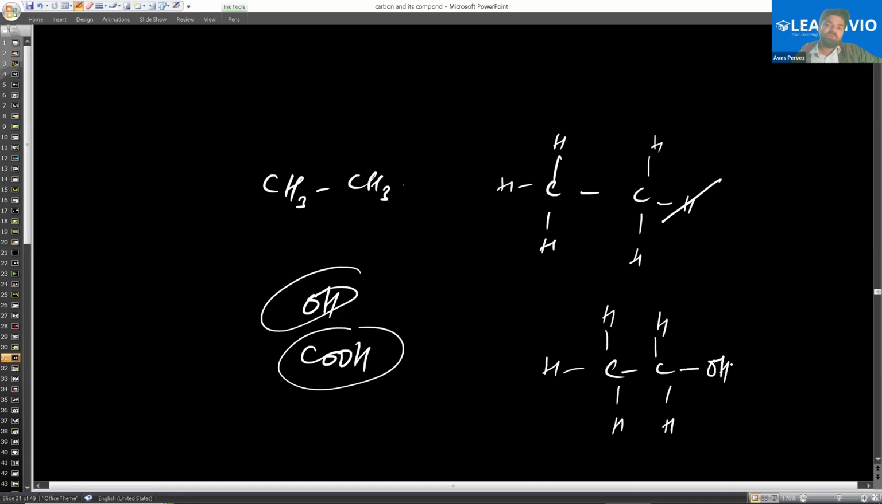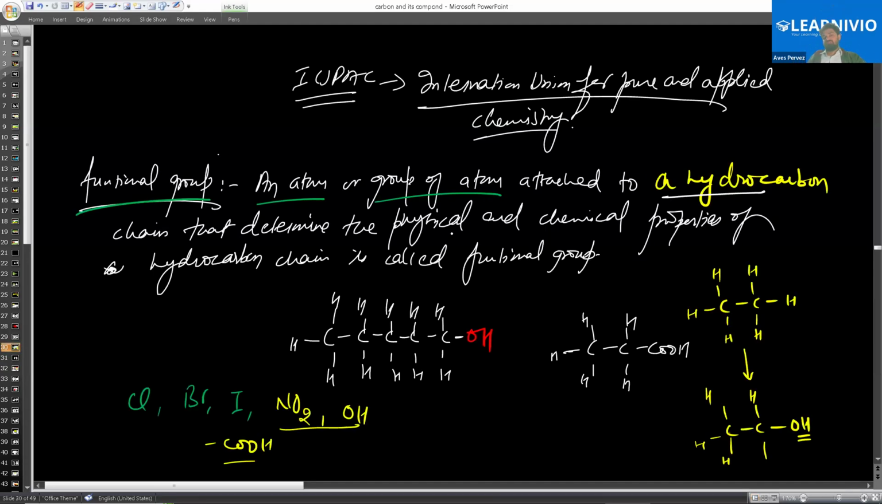So what is a functional group? A functional group is an atom or a group of atoms attached to a hydrocarbon chain that determines the physical and chemical properties of that hydrocarbon. We call it a functional group. So note it down.